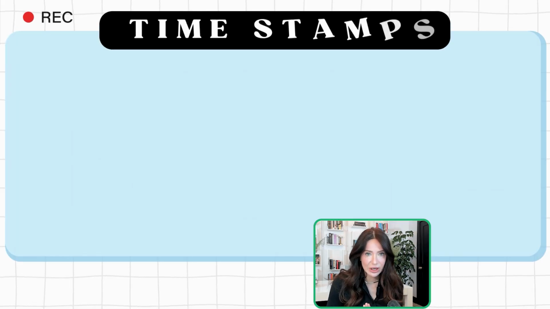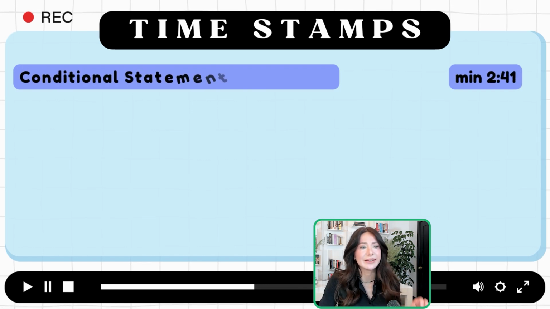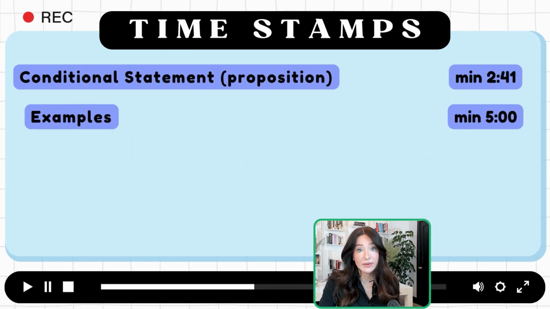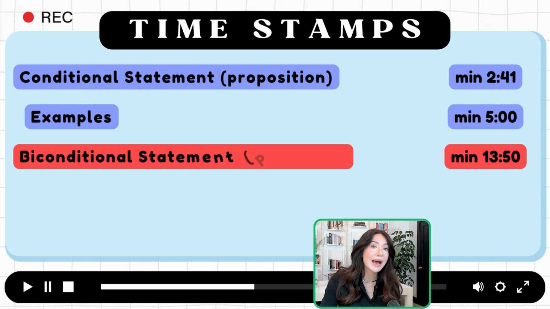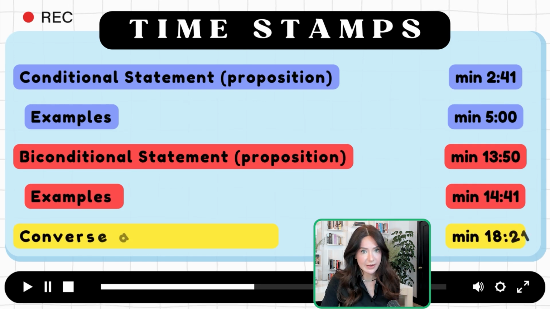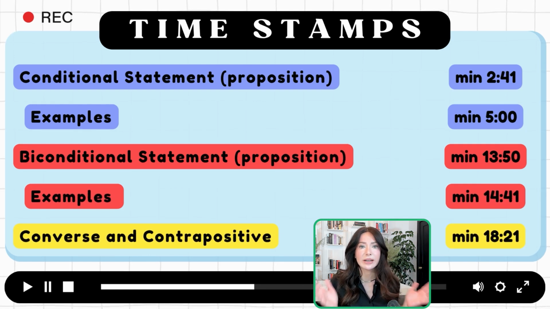So in this video, we're first going to cover conditional statements, give examples of that. Second, biconditional statements, give example of that. And then I'm gonna introduce two terms, converse and contrapositive.